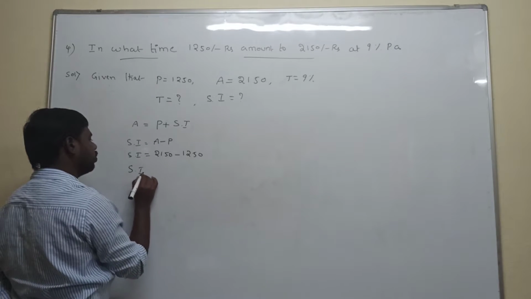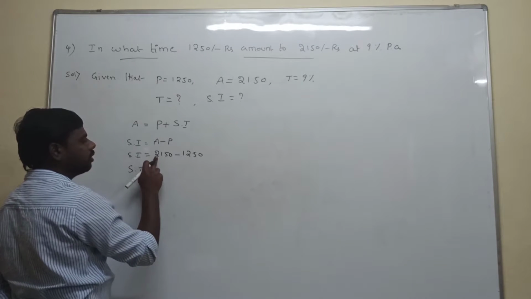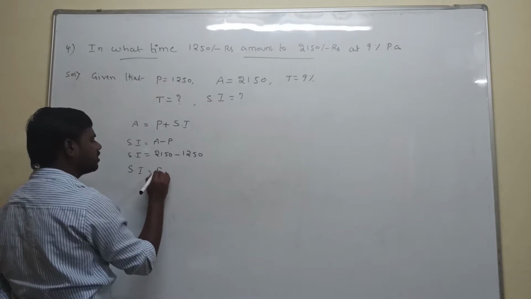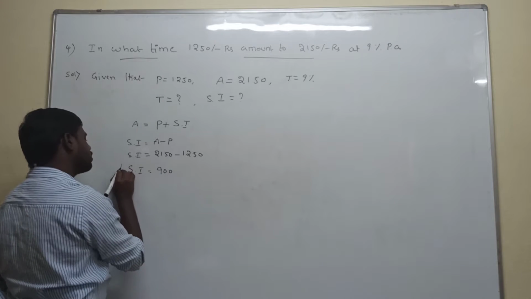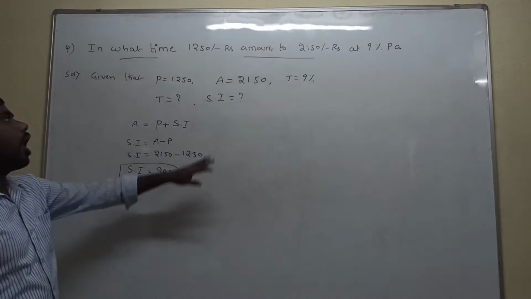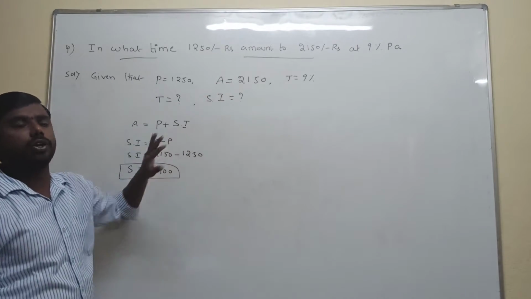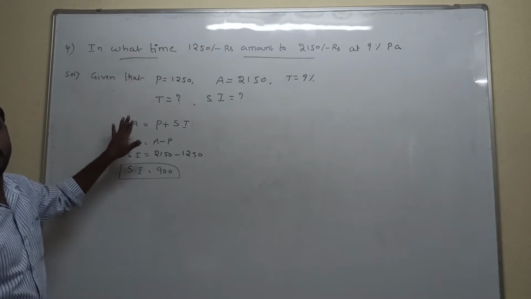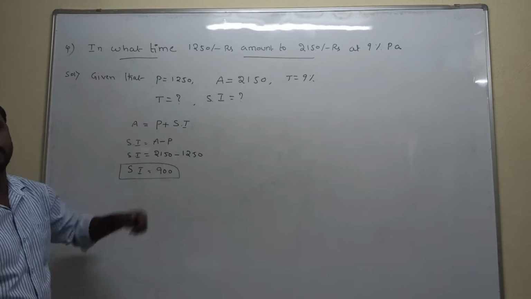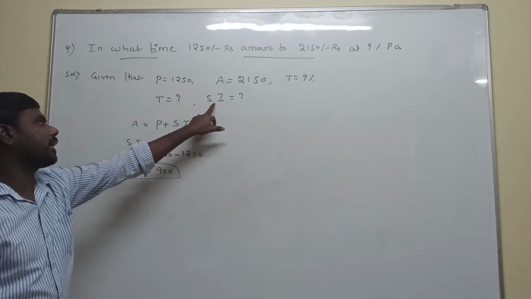Simple interest is equal to 2150 minus 1250. The value is 900. This is the simple interest. Whenever the amount value is given, first we take the amount formula. First we are applying the amount formula: principal plus simple interest. We need to calculate simple interest.